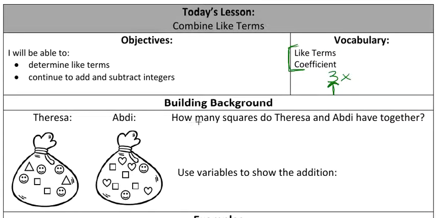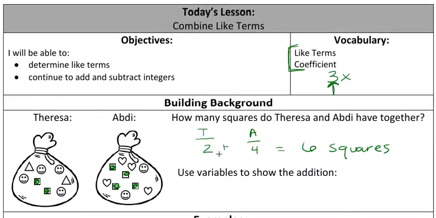Okay, so first question is, how many squares do Teresa and Abdi have together? So if I look at squares, Teresa has 1, 2. So Teresa had 2. Abdi has 1, 2, 3, 4. So 2 plus 4 is 6. So they have 6 squares together.